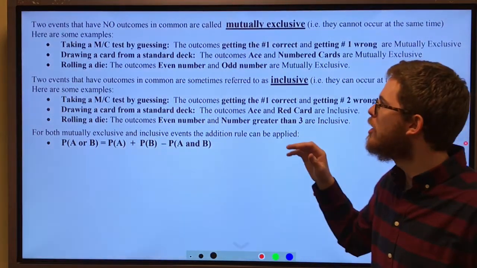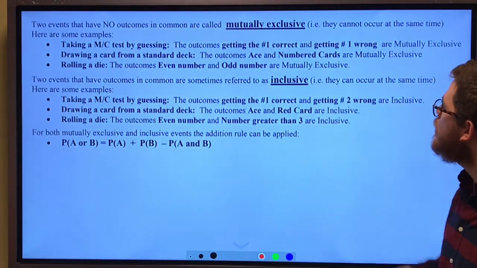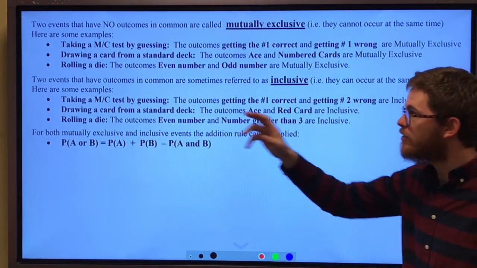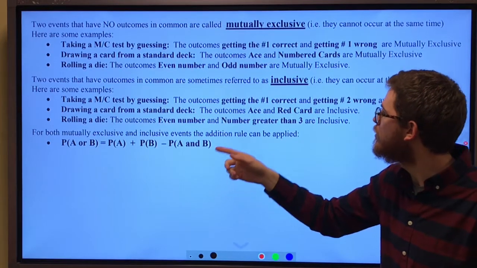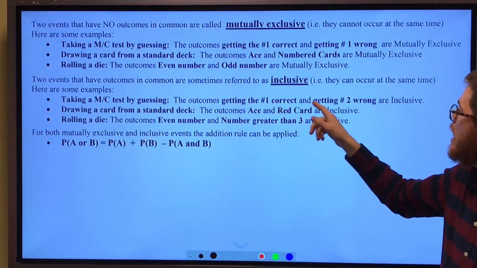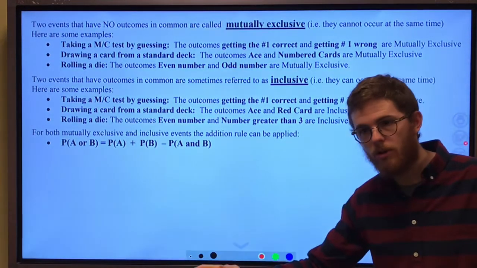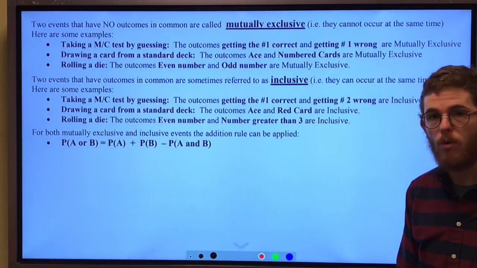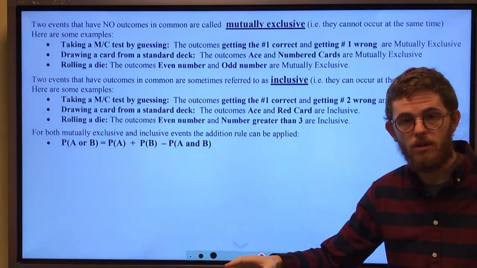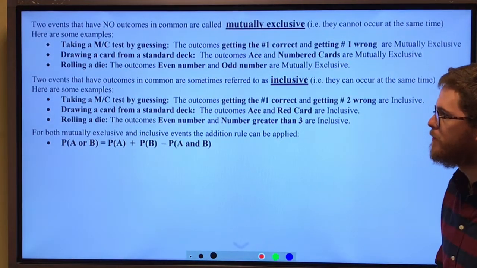On the other hand, two events that have outcomes in common are called inclusive. They can occur at the same time, like taking a multiple choice test by guessing. The outcomes of getting number one correct and getting number two wrong are inclusive. You could get number one correct and number two wrong. Both things could happen, or just one could happen, but they could overlap. Both things could happen at the same time.